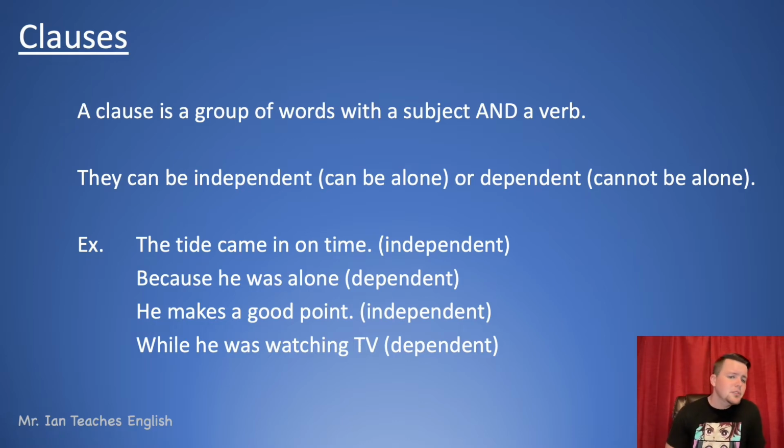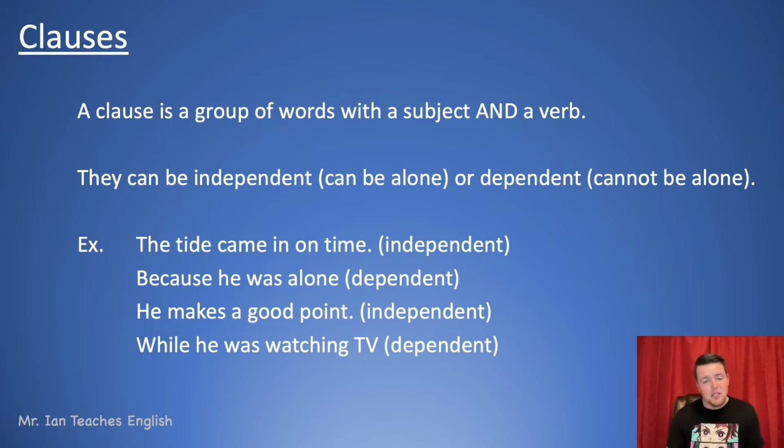So here's some examples. The tide came in on time. That is independent. Now, it's a clause because it has a subject and a verb. Tide came in, phrasal verb. But it is independent. It can be alone. Because he was alone, well, that's dependent. If you say because he was alone, what happened? What happened because he was alone? The information is not complete. So, it is dependent.